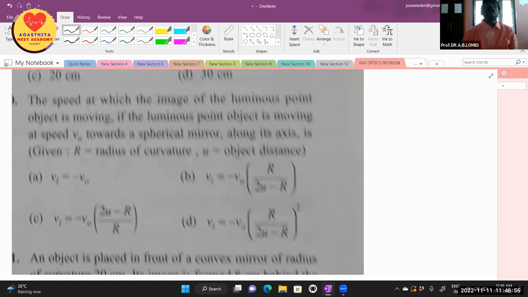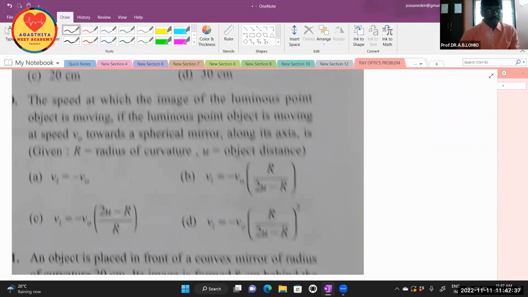How to find out the velocity of the image? Any idea, Deepak? We have two formulas. One is M is equal to V by U. Another one, the mirror formula, 1 by F is equal to 1 by U plus 1 by V. How can the velocity be derived from these two available formulas?